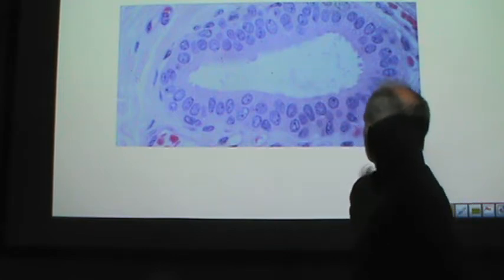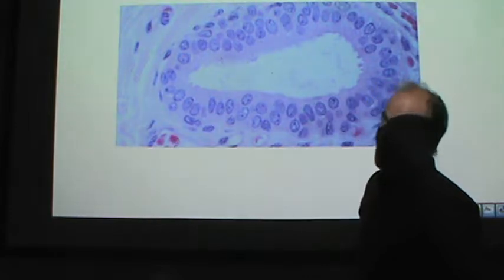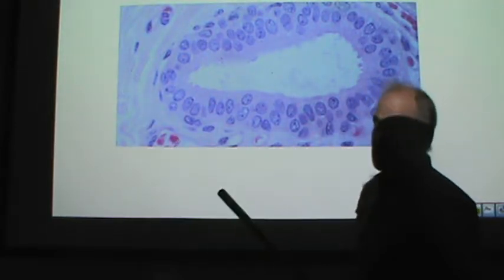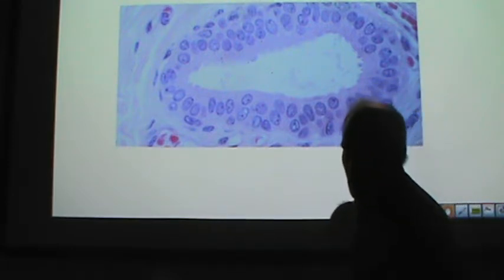All right, excellent. The major tissue type of this would be connective, and the specific type would be, yes, blood. You guessed it. Good job.